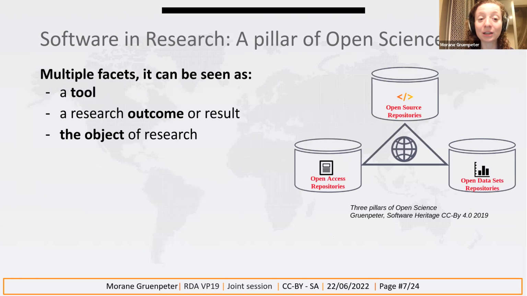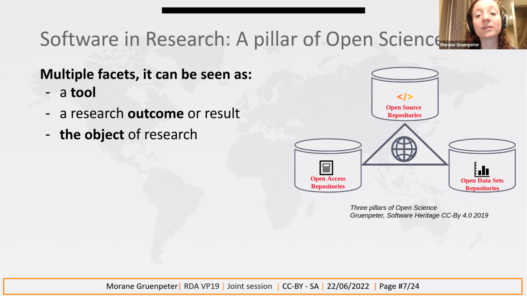And I'm going to continue to explain a little bit about software and research. We have different facets, where the software has different facets. It can be a tool, it can be a research outcome or a result, or it can be the object of research. And all these facets are complex.